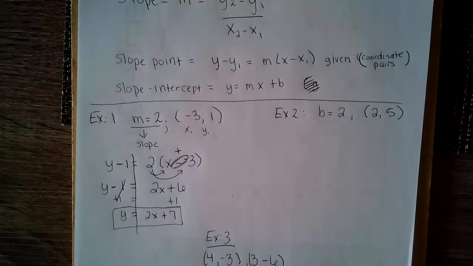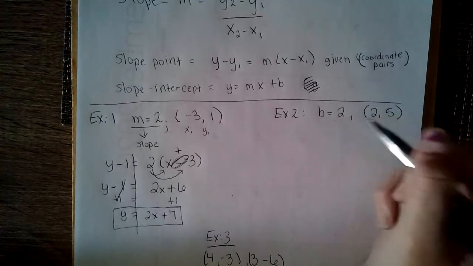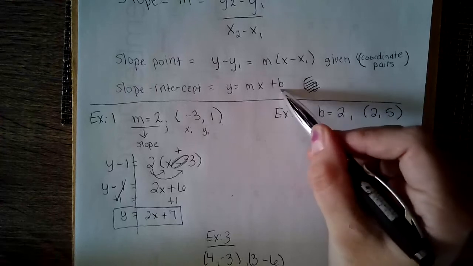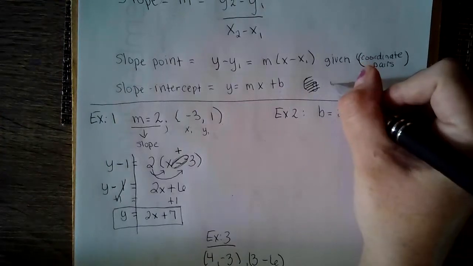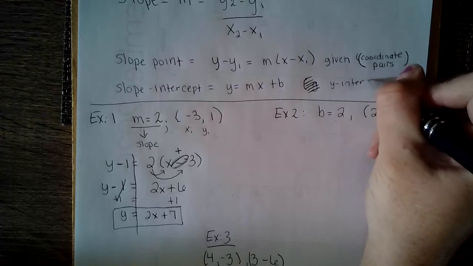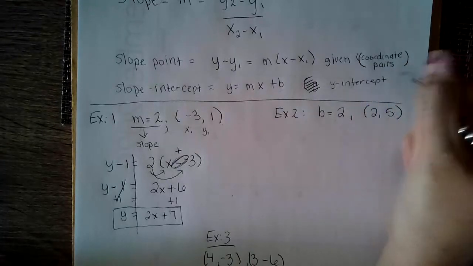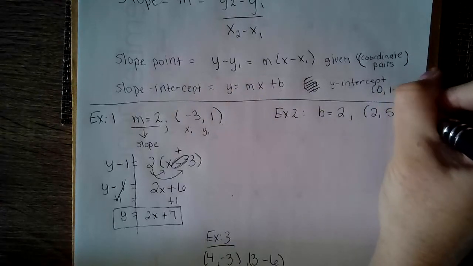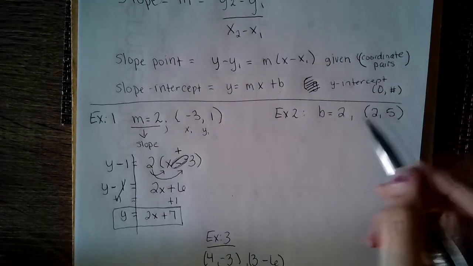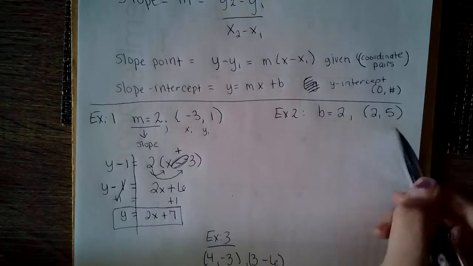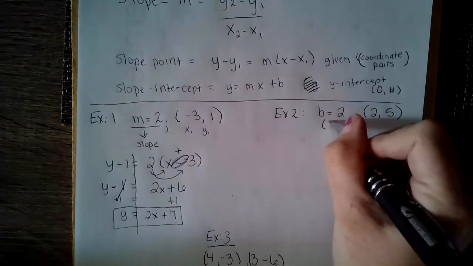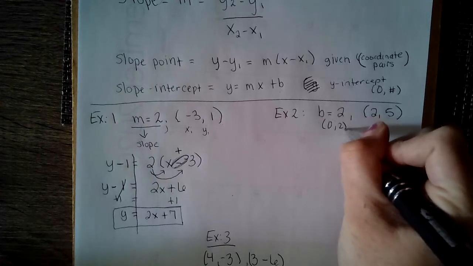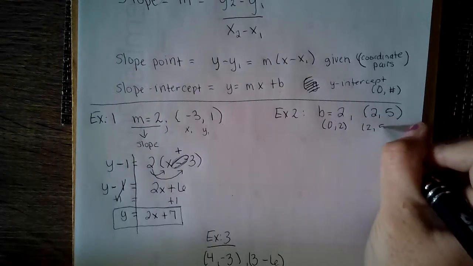Okay? Now we have another situation or another example. In this situation, we are given b. And remember that when we talk about b, we're talking about the y-intercept. And when we have the y-intercept, we are always to assume that x is going to be 0 and b is going to be a number. So in this situation, I do have 2 points, (0, 2) and (2, 5).